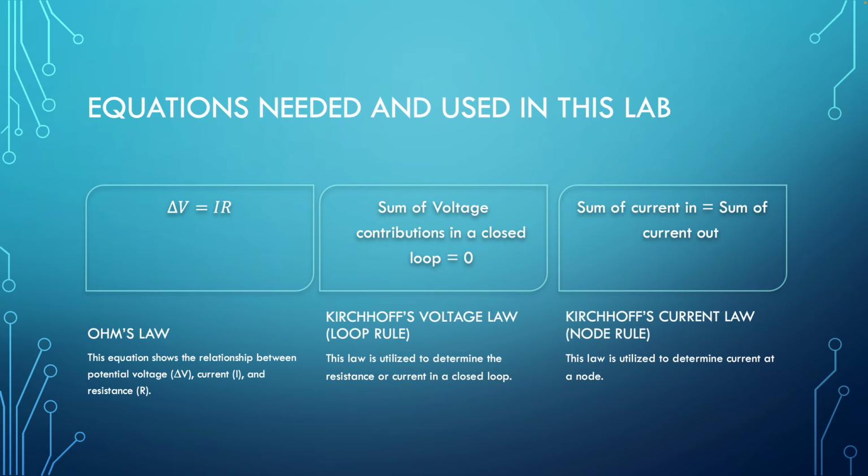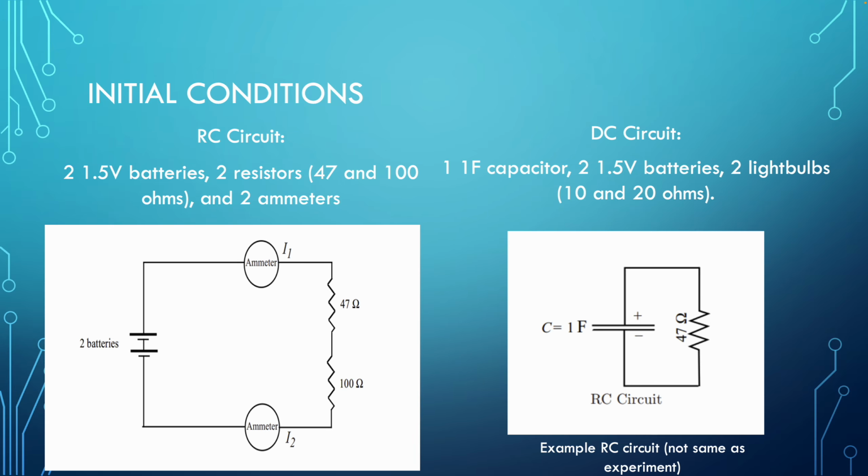And here's our Ohm's law. We have delta V equals IR, which shows the relationship between potential voltage, current, and resistance. Here's our Kirchhoff's voltage law, which is the loop rule: the sum of the voltage contributions in a closed loop equals 0. And for our current law, which is our node rule, the sum of the current in equals the sum of the current out.